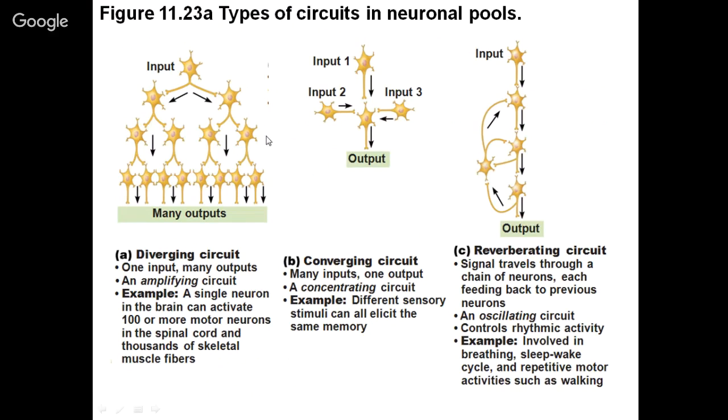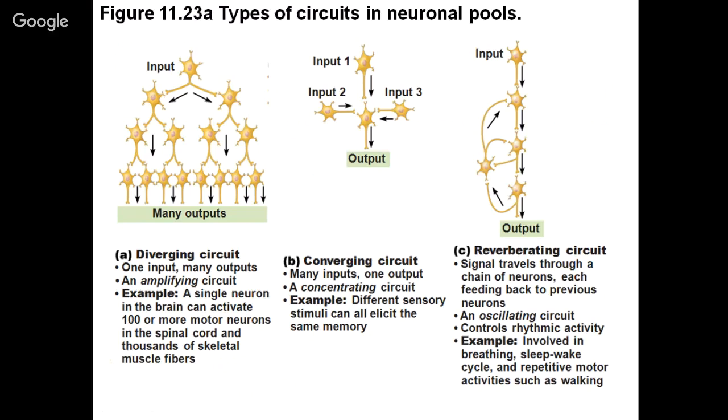The diverging circuit is one input, many outputs, an amplifying circuit. An example would be a single neuron in the brain activating 100 or more motor neurons in the spinal cord and thousands of skeletal muscle fibers. The converging circuit has many inputs, one output, as shown in the figure. An example would be different sensory stimuli all eliciting the same memory.